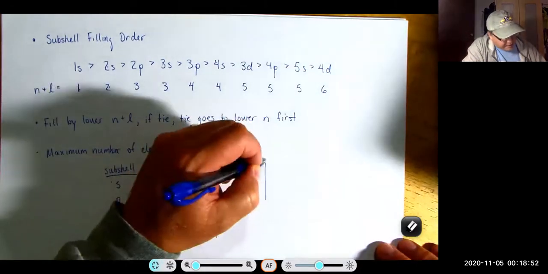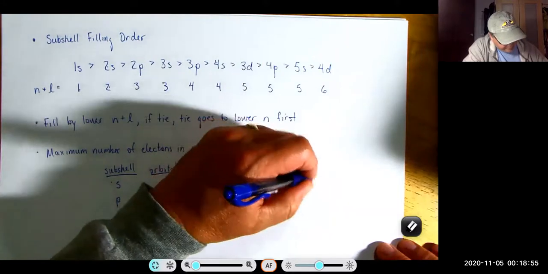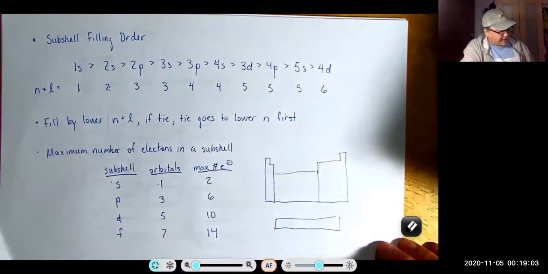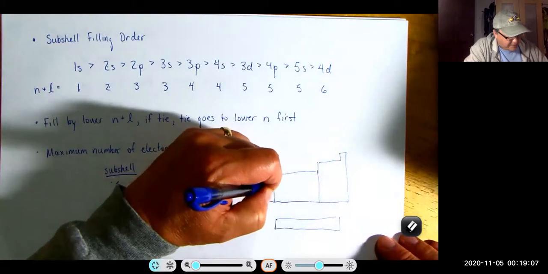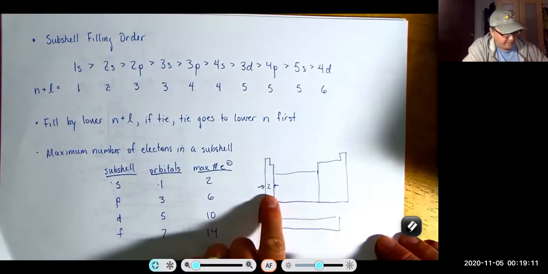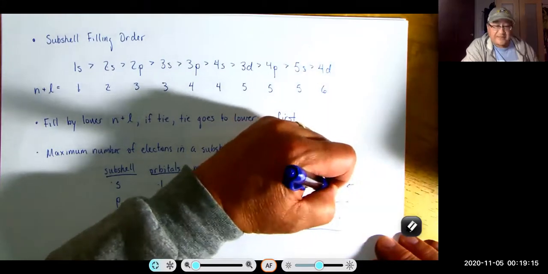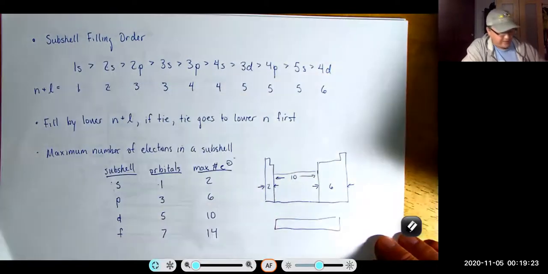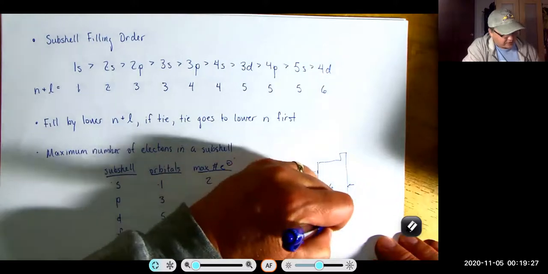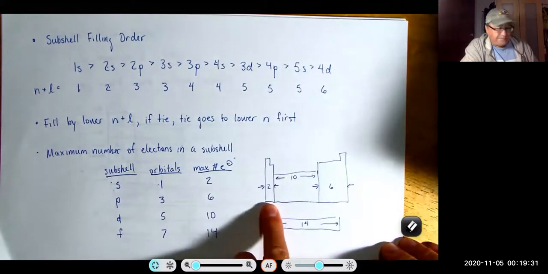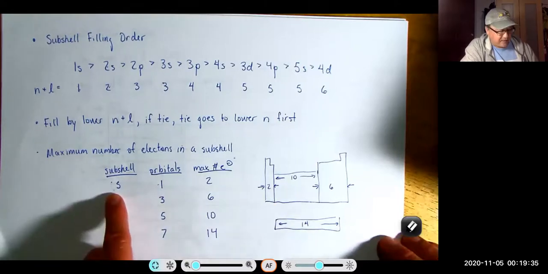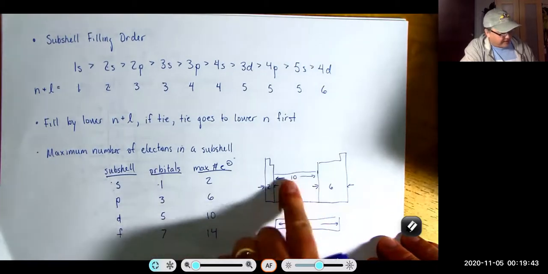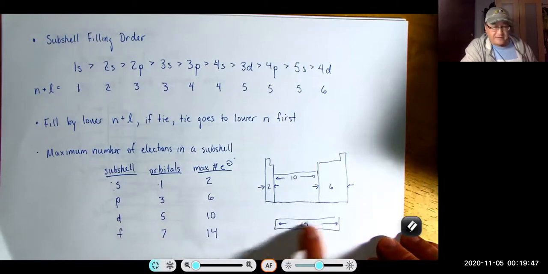I'm going to draw the periodic table very quickly here. So here's the periodic table. It turns out that this part of the periodic table is 2 elements wide. This part is 6 elements wide, 2 and 6. This part is 10 wide, and this part is 14 wide. So it turns out that these 2 columns represent the S subshell. These 6 columns represent P subshells, these 10 columns represent D subshells, and these 14 represent F subshells.